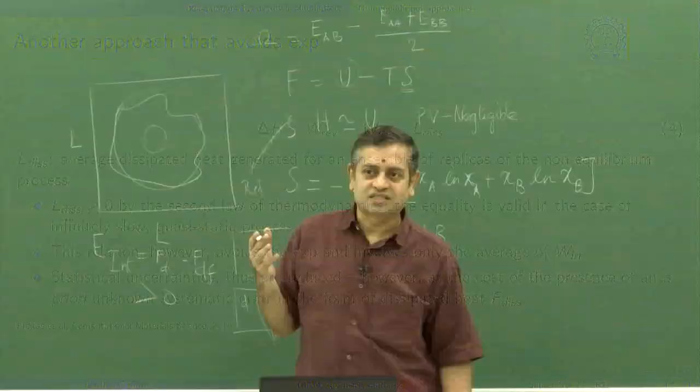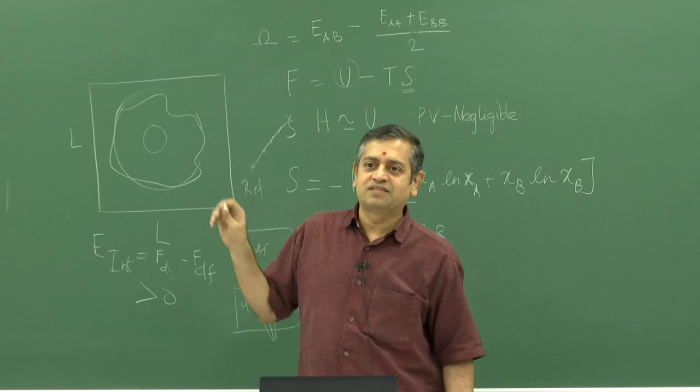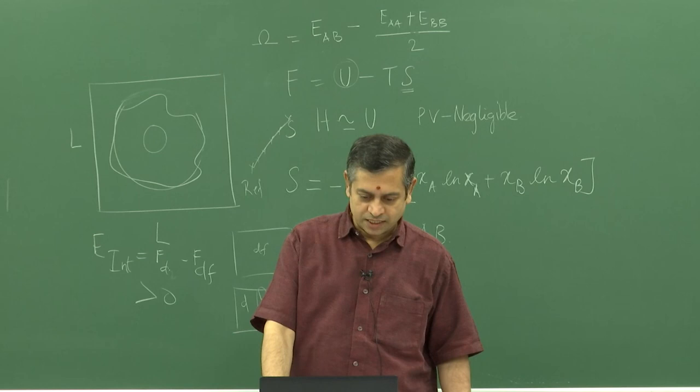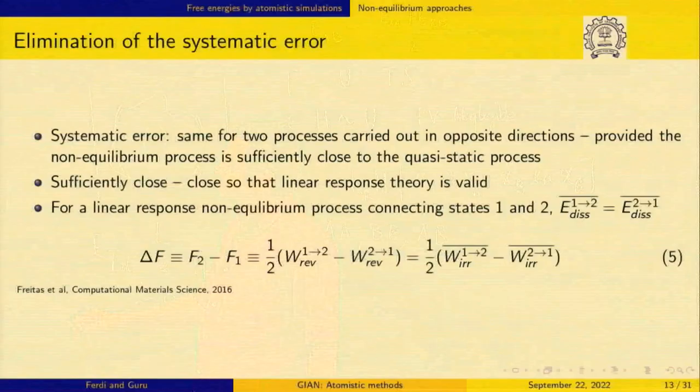So in the irreversible process, there is always some dissipation. Somehow you find a path where the dissipation will get cancelled out, so that I will take the rest as the reversible work. That is the approach that we are trying to take. The way to remove this dissipation, the energy associated with dissipation, is that if it is a systematic error, that will be the same for two processes carried out in opposite directions.